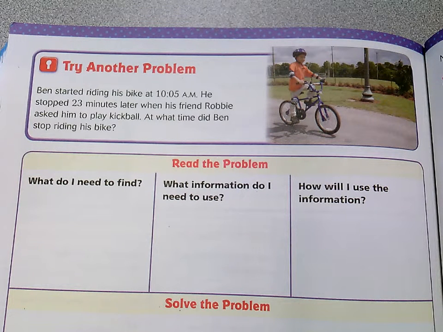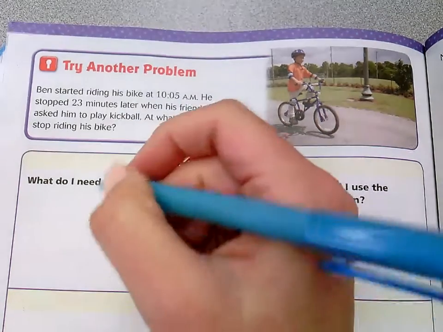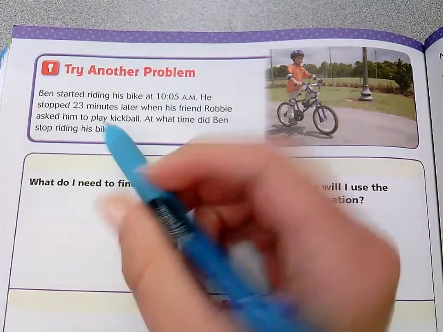solving, so word problems. So it says Ben started riding his bike at 10:05 a.m. He stopped 23 minutes later when his friend Robbie asked him to play kickball. At what time did Ben stop riding his bike? So the question's asking you, what do you need to find? At what time did Ben stop riding his bike?